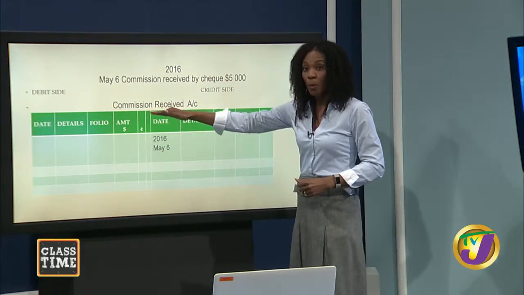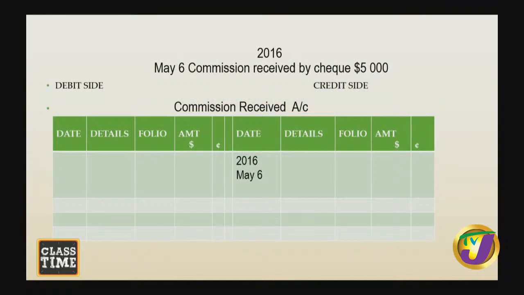We've opened up our commission received account. And we're on the credit side because we've increased in revenue. We're following principles, students. We're following principles. So we come under the date section 2016 on the credit side. What was the amount? $5,000. Put in the amount. Now, what's the name of the other item that was affected? Check. And check must be synonymous to bank. So in the details section, we're going to write what?